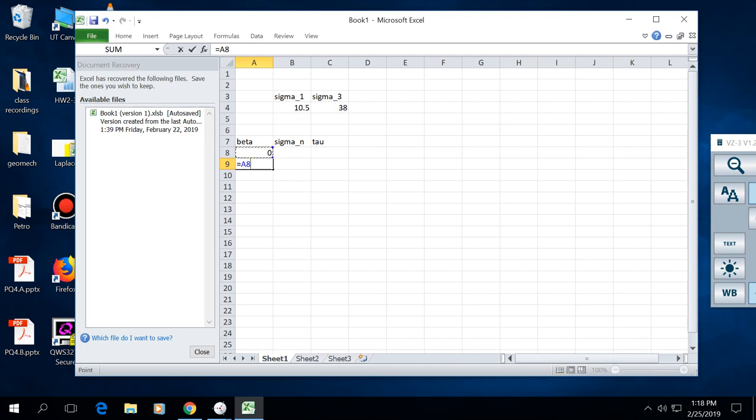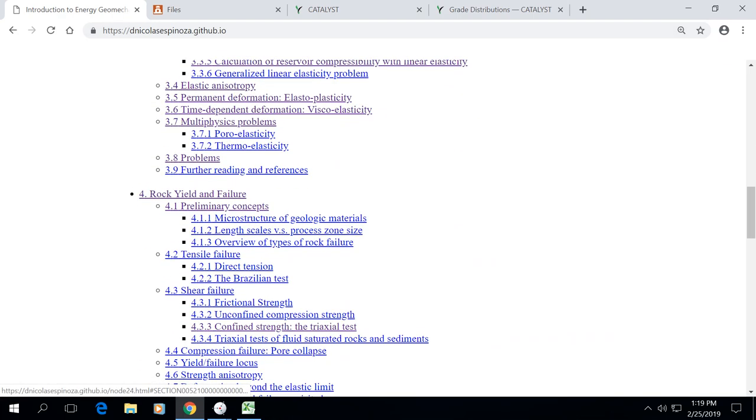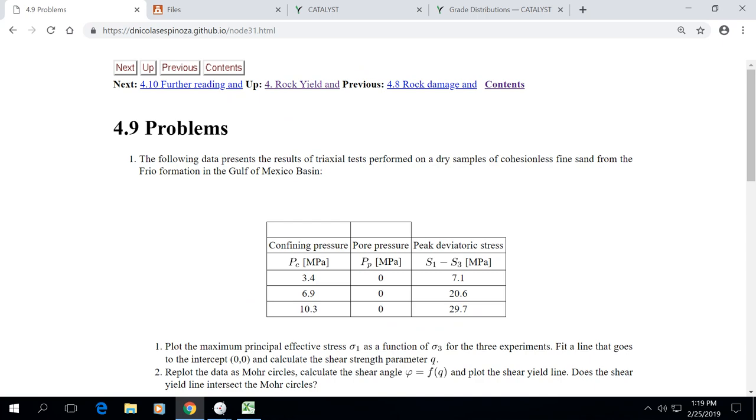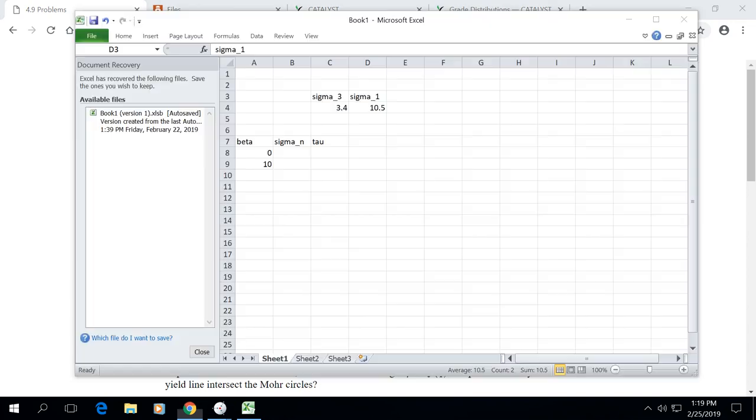Sigma 1 should be 10.5. Sigma 3, how much? 3.4. No, that's not possible. Let me check that. Oh, 3.4, that one. So the first one is 3.4. Okay, I got it now. 10.5, right? Sigma 1 or deviatoric? No, that's sigma 1. Okay.